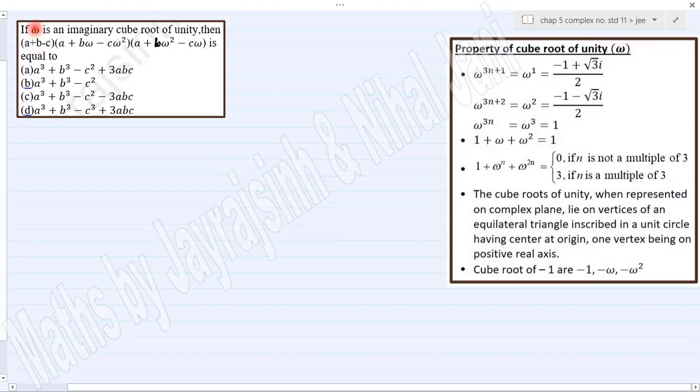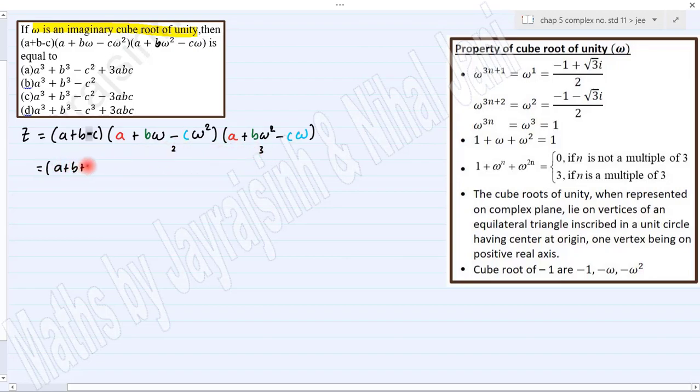Here it is given that omega is an imaginary cube root of unity. So we are going to use the property of omega. And we have to find the complex number (a + b - c)(a + bω - cω²)(a + bω² - cω). Now to simplify this, let's multiply our second and third bracket.